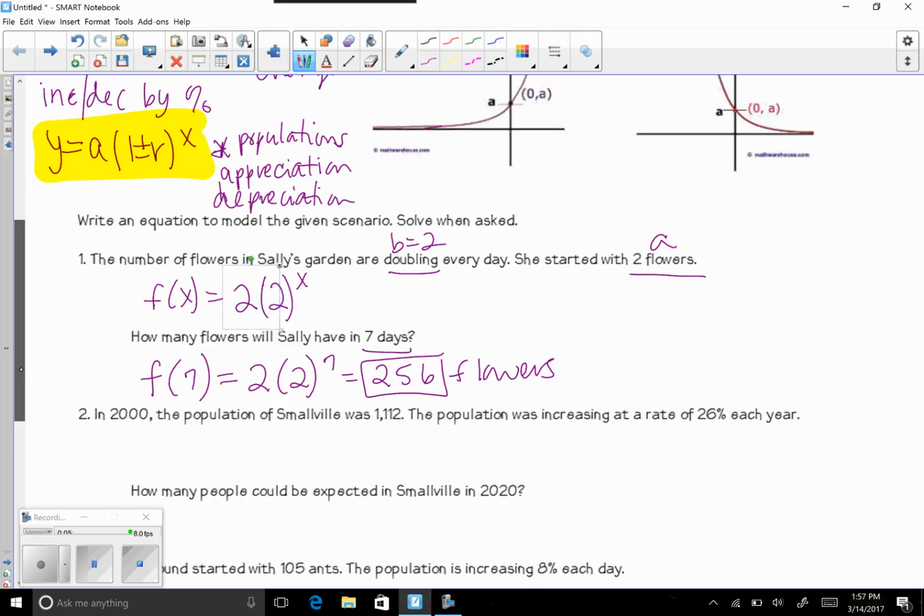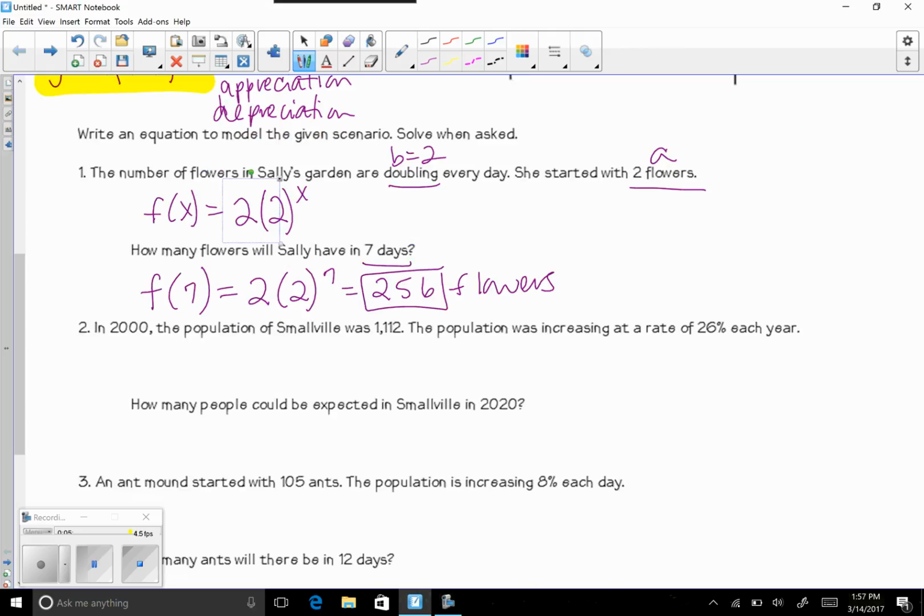All right, so number 2. Now we're getting into some population. The population of Smallville was 1,112 in 2000. The population was increasing at a rate of 26% each year. Increasing at a percent, so that means my base is going to be 1 plus r, whatever that percent was, because it's not saying doubling or tripling. So we can write the equation.